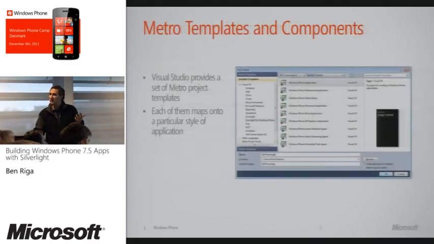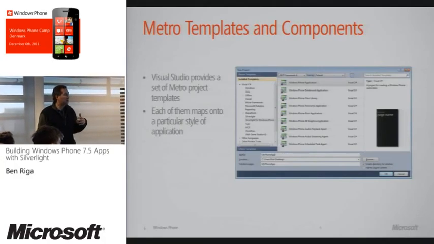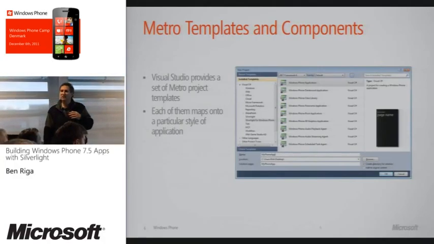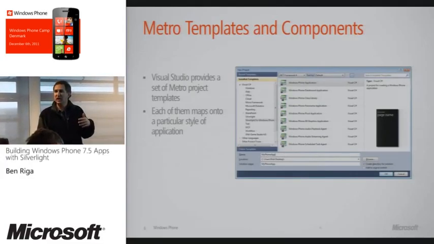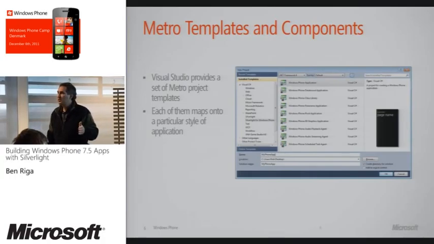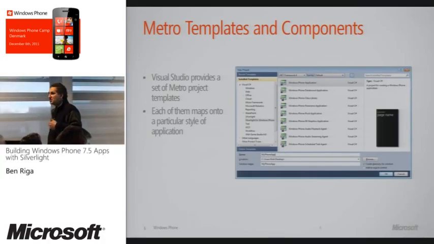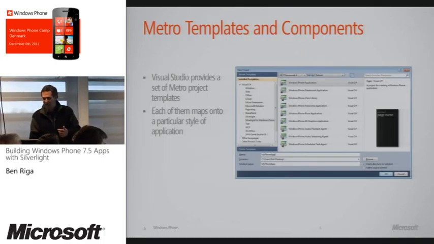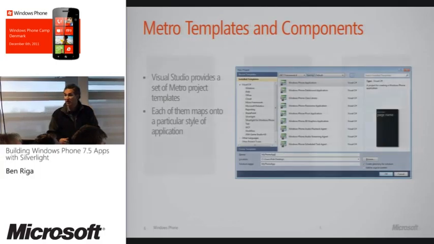We've already seen Metro templates and components. I'm not going to spend any time on it, but you'll find that there are many different types of Windows Phone applications. And for each one of those types, we've tried to give you a template so that you don't have to start from scratch, so that your designs will adhere and for the most part will appear as if they are native apps. And that's really the goal for us, is to make sure that your apps look like our apps.